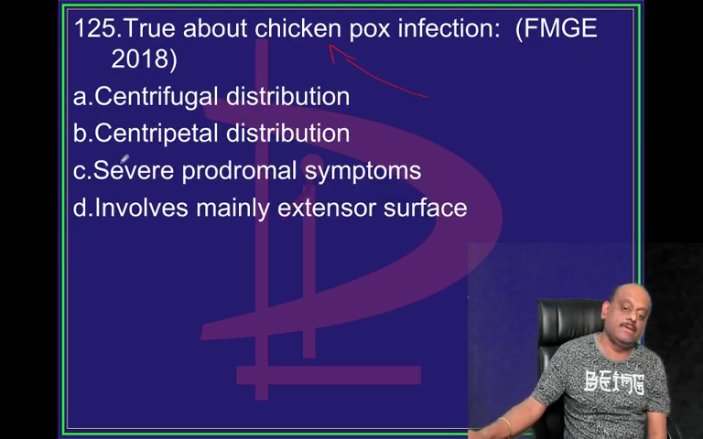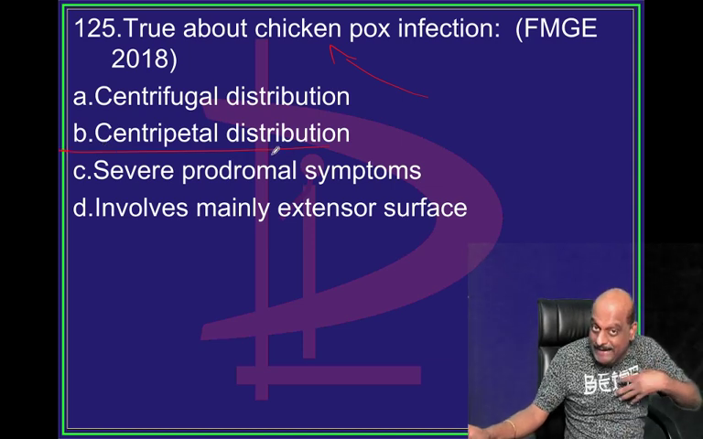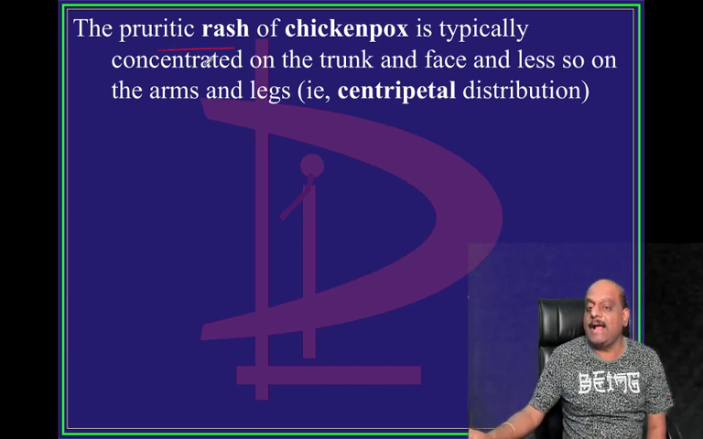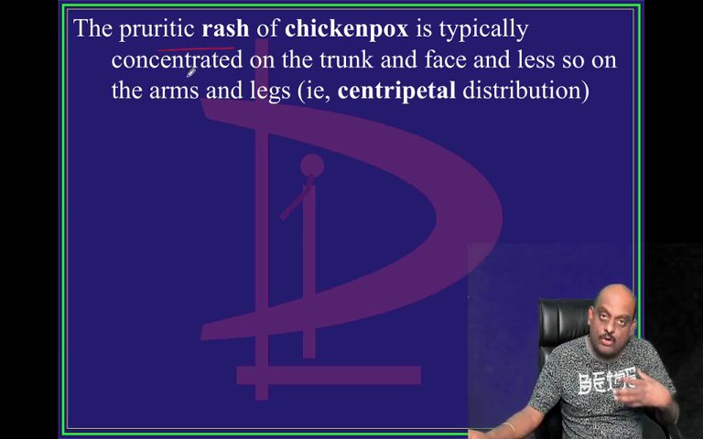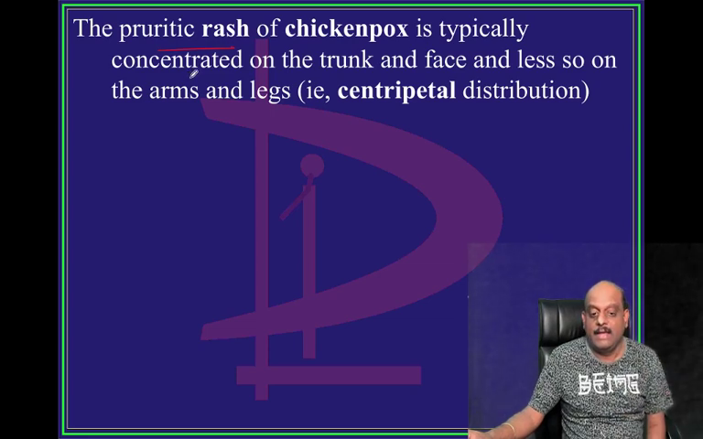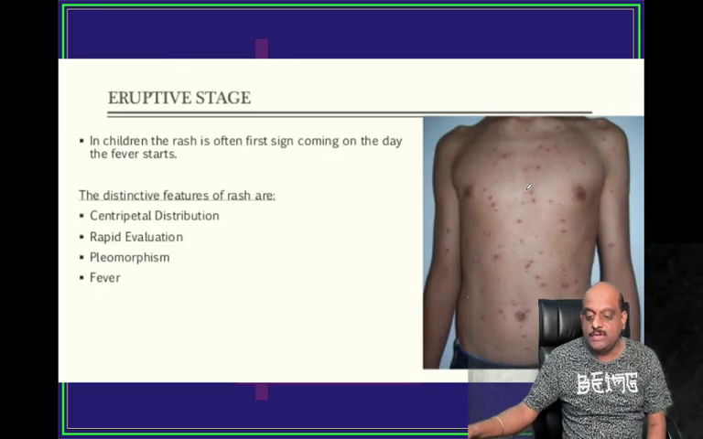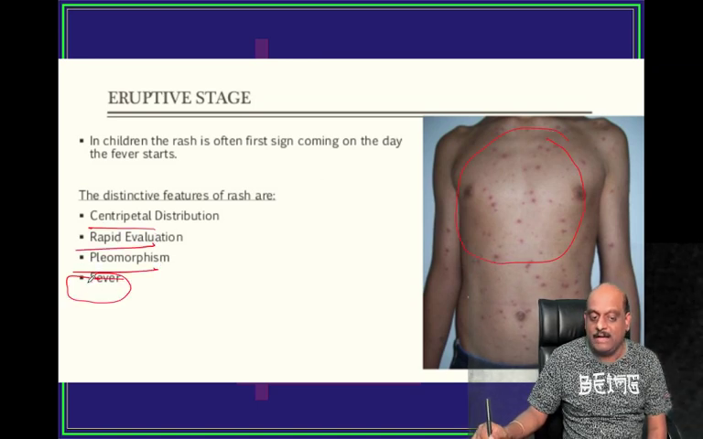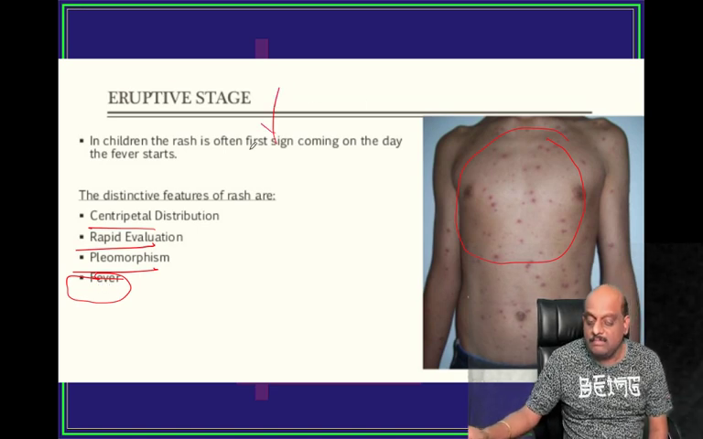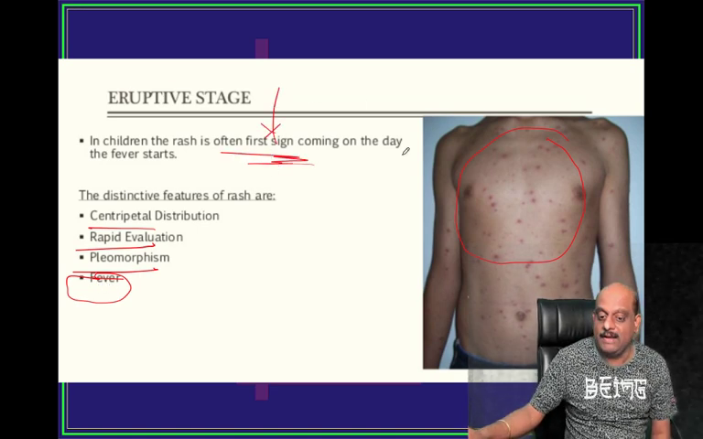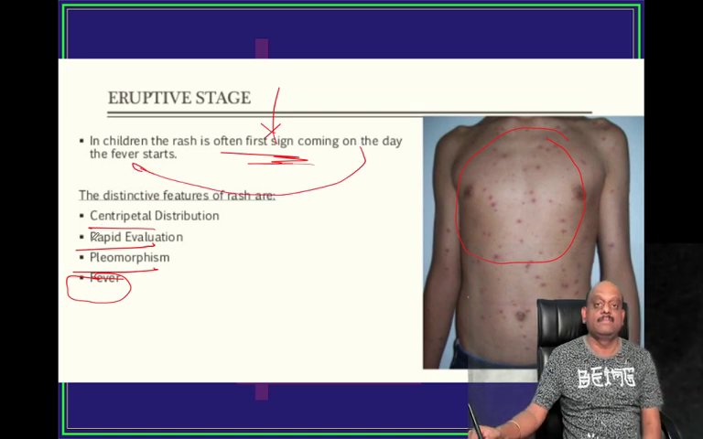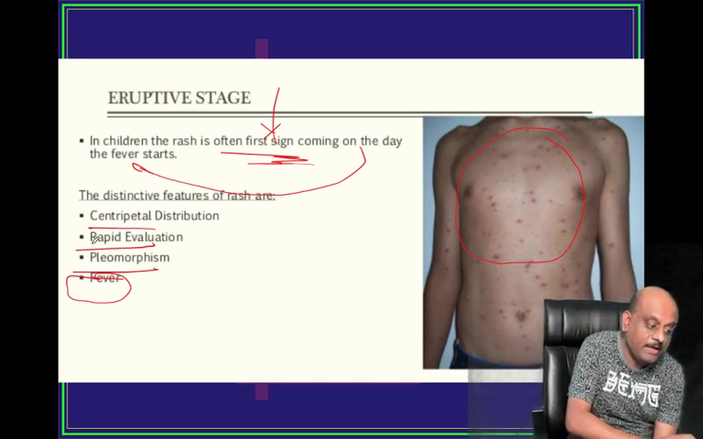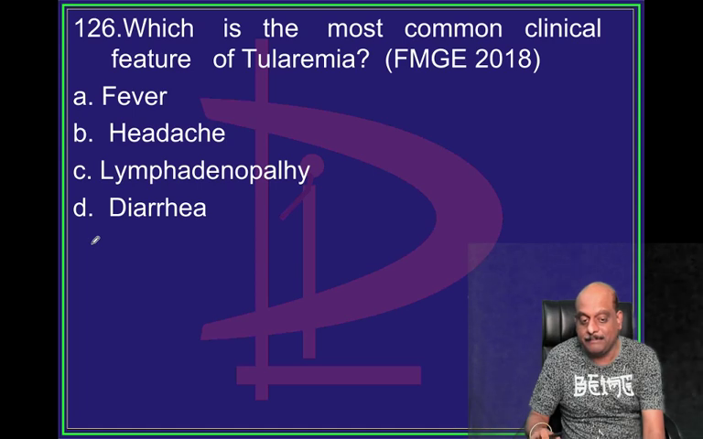Chickenpox infection typically has centripetal distribution of rash. A pruritic rash of chickenpox is typically concentrated on trunk and face, which is called centripetal: trunk and face, rapid evolution, pleomorphism, fever, and often the rash is the first sign, coming on the first day, on the day the fever starts. That is what you need to remember in chickenpox.